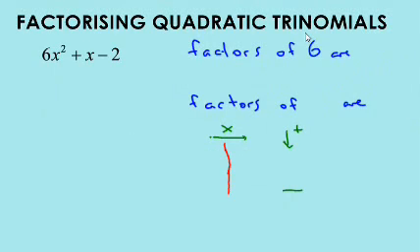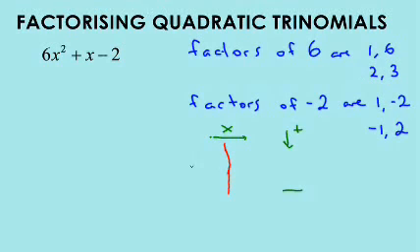Alright, next example. 6 has a couple of pairs of factors, 1 and 6, 2 and 3. Negative 2 will either be 1 times by negative 2 or negative 1 times by positive 2. So choose a pair of factors for the 6. I've got 2 and 3 here. Now for the negative 2, I'll start with 1 times negative 2, timesing across in each case, add them up, negative 4, which is not the right number, we want a plus 1.